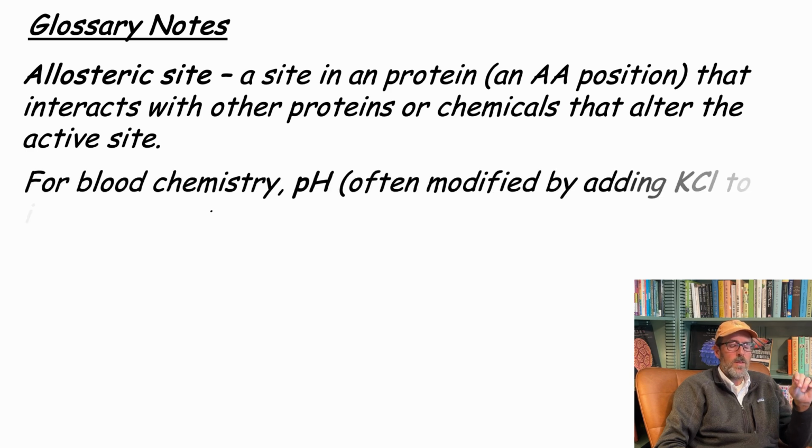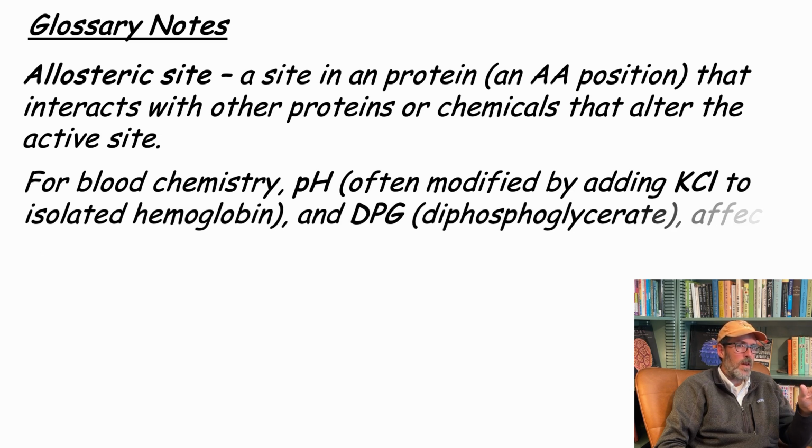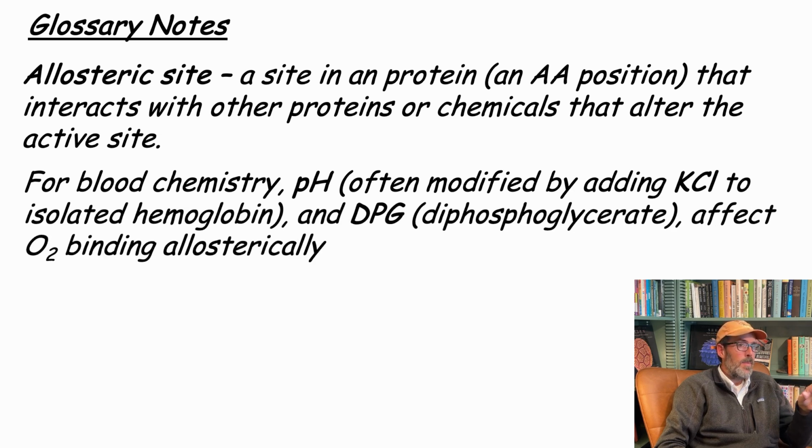For blood chemistry, the pH often can be modified by adding KCl and DPG, which is diphosphoglycerate. They both affect the oxygen binding, and we would say that pH and DPG affect oxygen binding allosterically. That is, they're chemicals, or the pH is a condition, that affect oxygen binding, not by an amino acid mutation at the active site, but rather by changing the environment that changes the affinity of oxygen for the heme group.